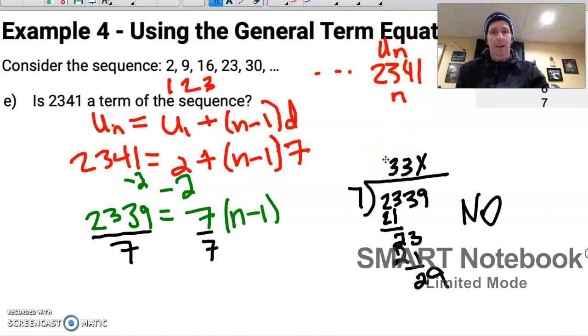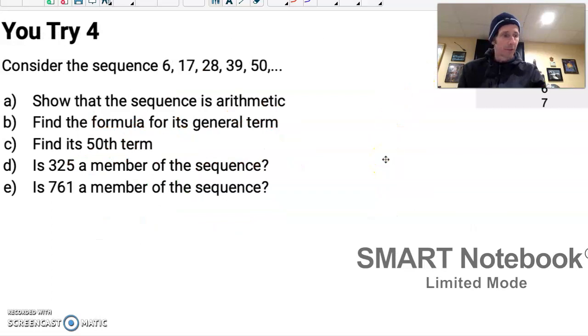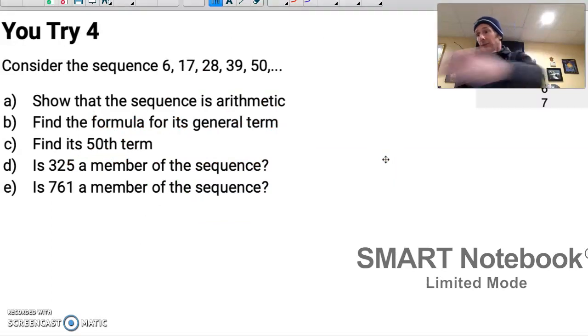So as you can guess, you have a U Try 4. That's your job right now. Same idea. Show it's arithmetic. Look back at the prior video if you need to slow down or look at some examples. Find the formula in general, the 50th term, and then check if 2 different particular numbers would be in the sequence.